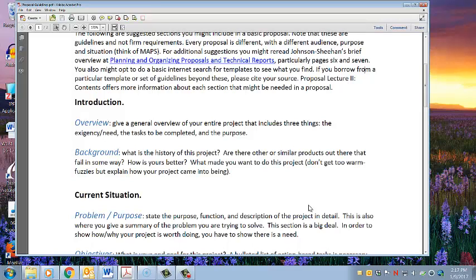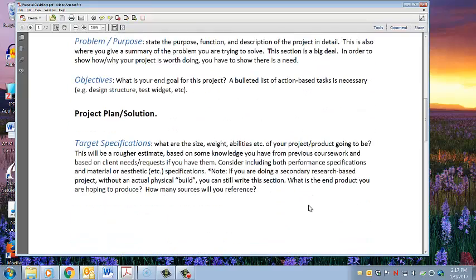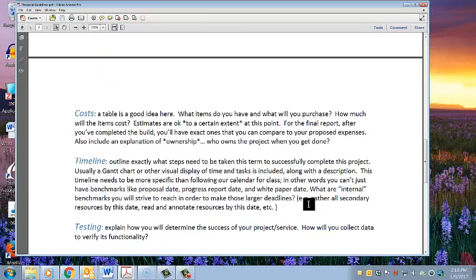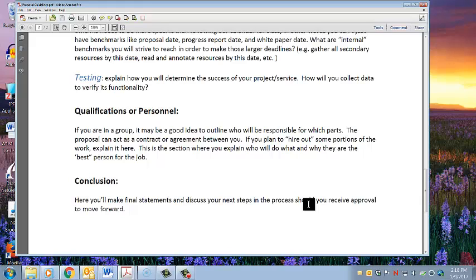In your introduction, you might provide an overview and a background section. In your current situation, you might provide a problem or purpose statement as well as objectives. Your project plan solution might have target specifications, costs, timeline, and testing. And then qualifications or personnel, I talked about that in lecture 2 quite a bit, and your conclusion. So this is essentially a condensed version of what you observed in lecture 2 so that it's tight and concise and you can come back to it more easily.